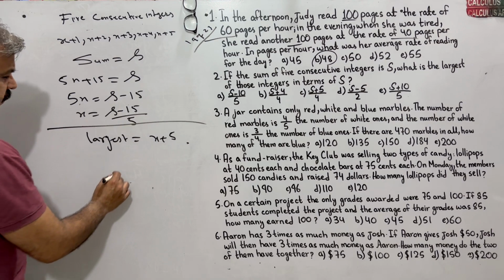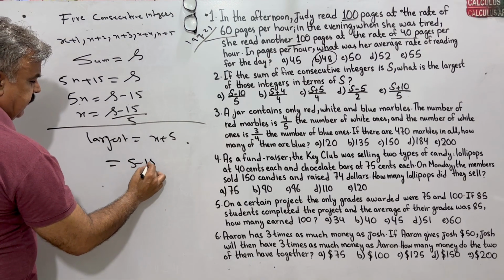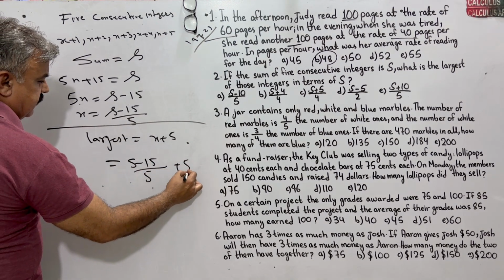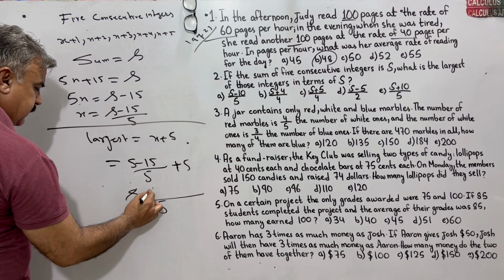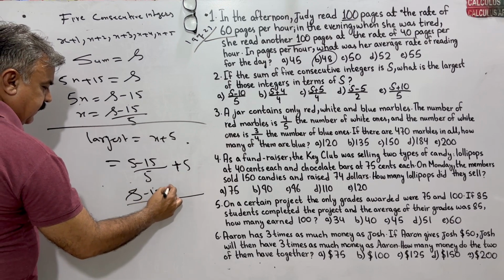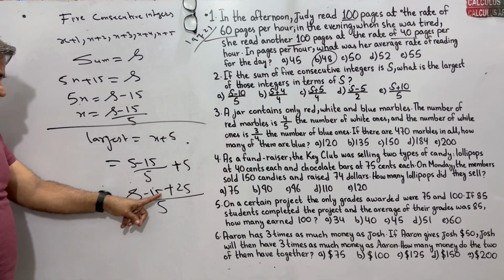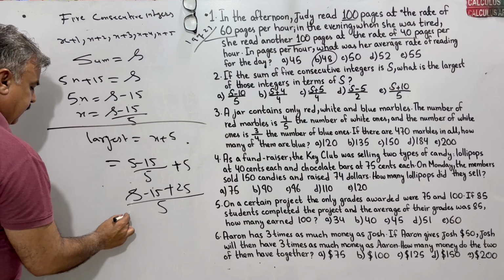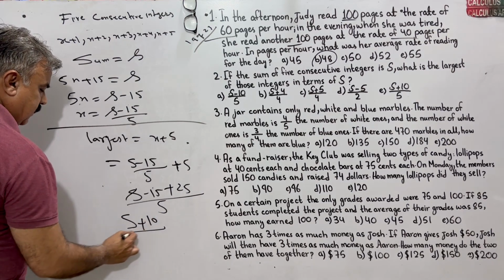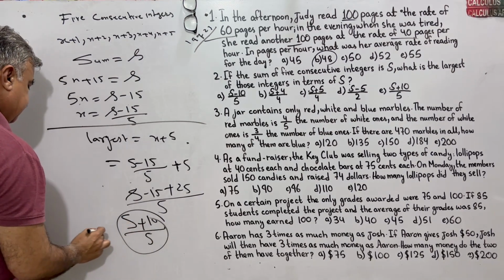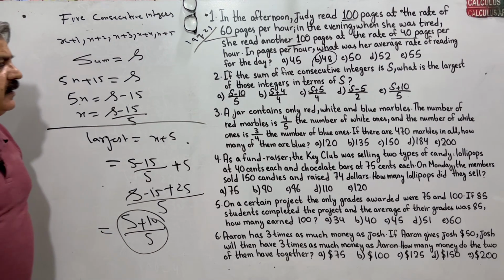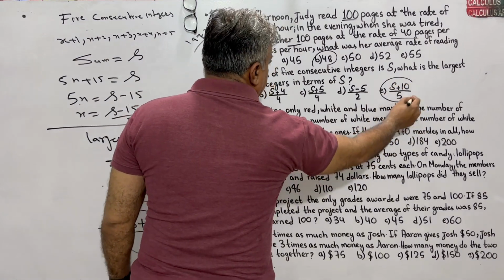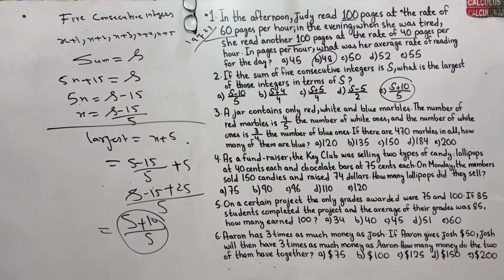What is the value of x? Put here s minus 15 over 5 plus 5. Taking LCM, 5 is the LCM, 5 times 5 is 25, minus 15 plus 25. I have s plus 10 over 5 as the largest integer in terms of s. That is the work of a beginner.